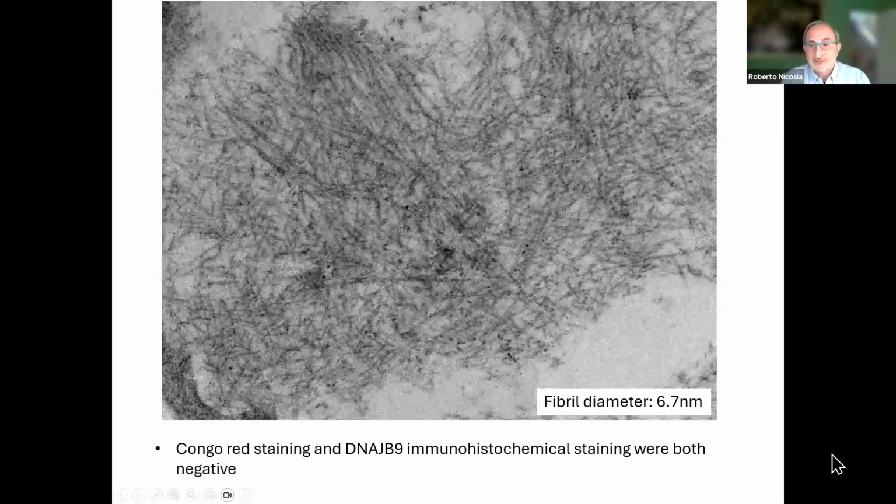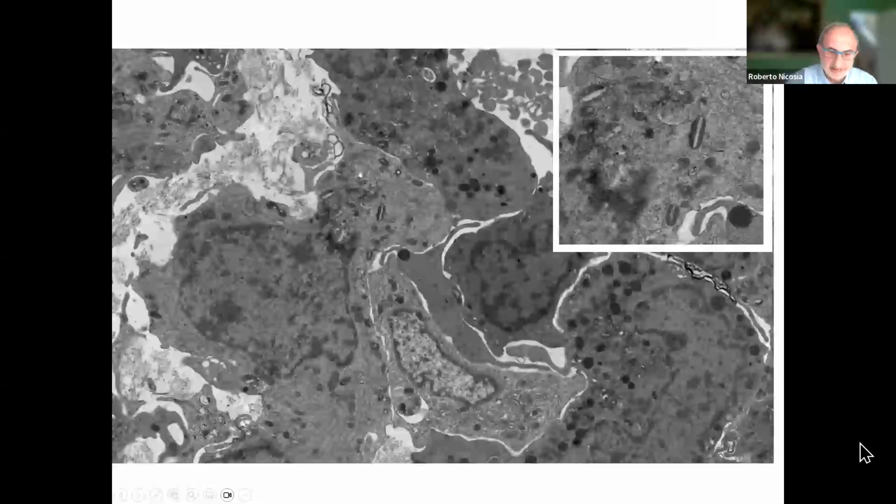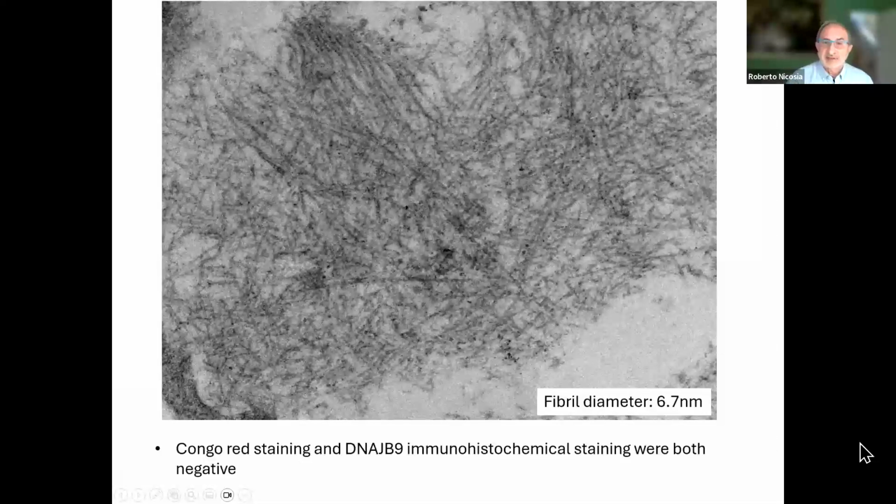And we also performed DNAJB9 staining, which, as you know, is a marker for fibrillary glomerulonephritis, and that was also negative. In addition, as I said before, the glomeruli were negative for IgG staining by immunofluorescence, and smudgy IgG staining of the mesangium and capillary walls is typically seen in fibrillary glomerulonephritis. So this is not fibrillary glomerulonephritis, and it's not amyloidosis because the Congo red staining is negative.